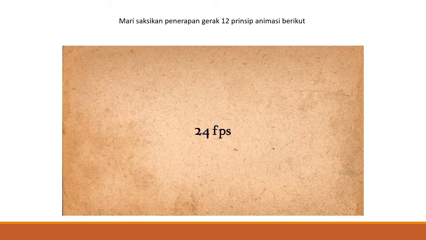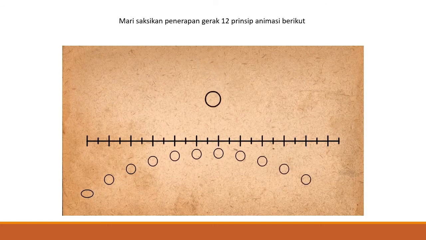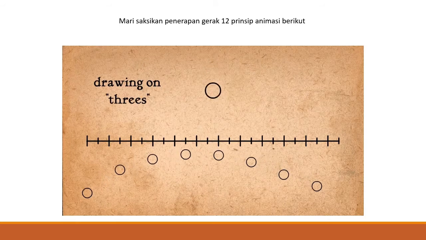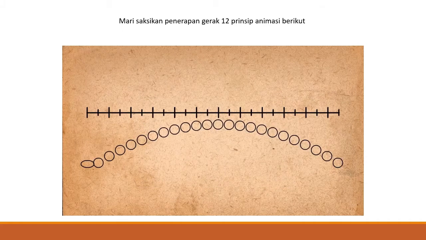The standard frame rate for movies is 24 frames per second. If one drawing is made for each frame, 24 drawings per second, that is called drawing on ones. If one drawing is made for every 2 frames, that's called drawing on twos, and every 3 drawings is threes, and so on. It's actually very common to draw on twos rather than ones for a few reasons. First, it cuts the amount of work in half.